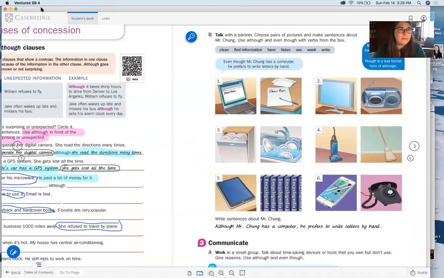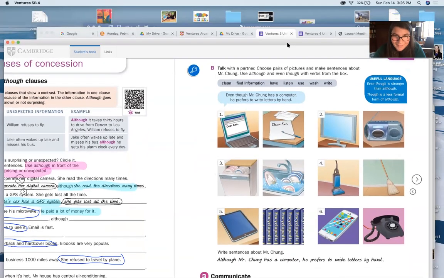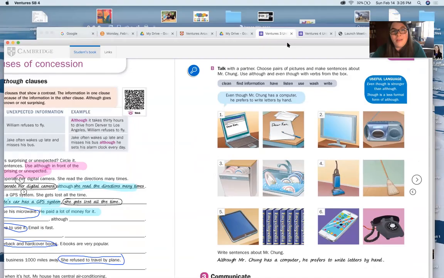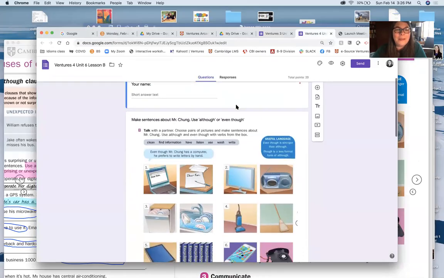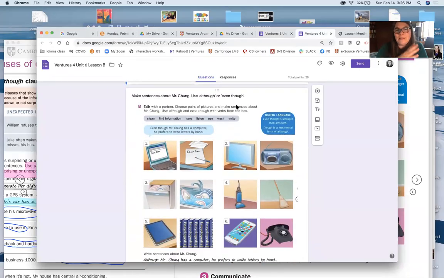Did I get the wrong one? I did. I'm sorry. Although it's the weekend, I'm tired. So that was for high intermediate. Let me show you yours. Here we go. Just erase that part there.